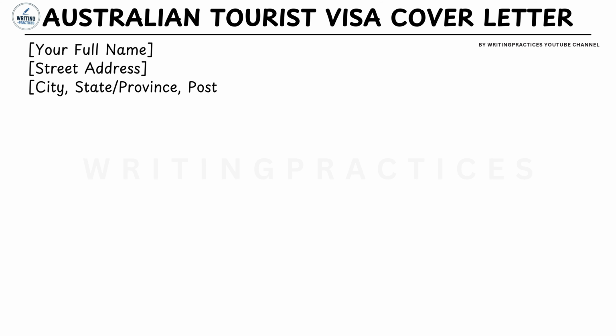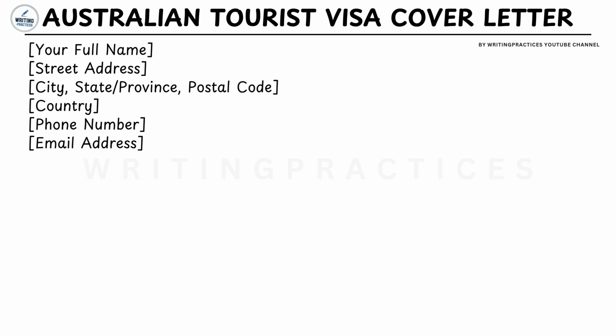Check this out. Sender's information. This section contains your personal contact details. Write your full name, complete residential address, phone number, and email address. This information is important because it identifies who is submitting the visa application and provides contact details if immigration officers need additional clarification. It also ensures your application is correctly connected to your personal records. Make sure your contact details match your passport and supporting documents.